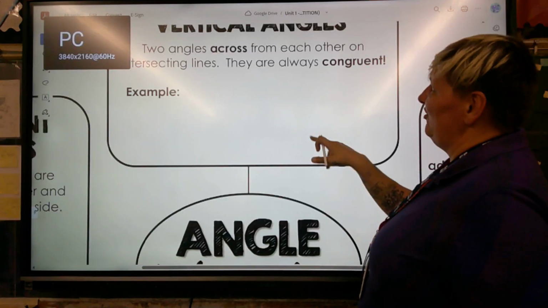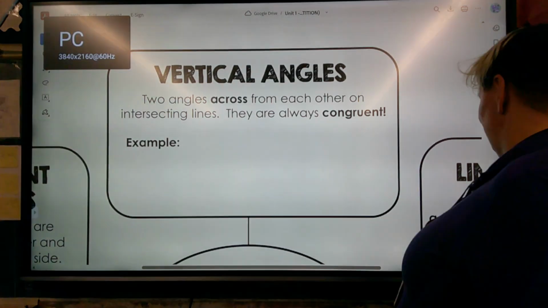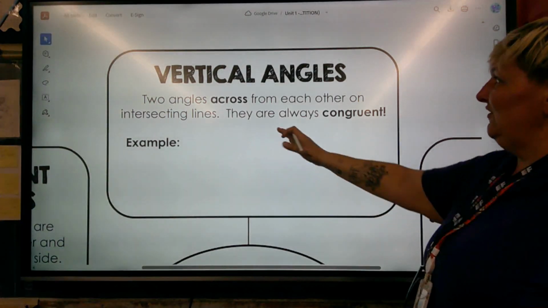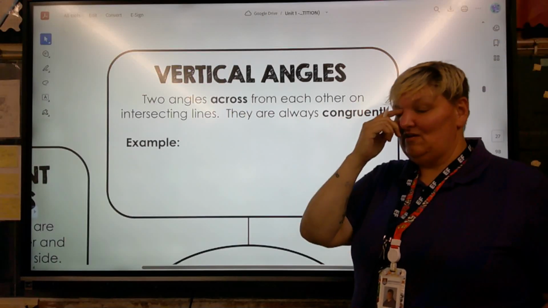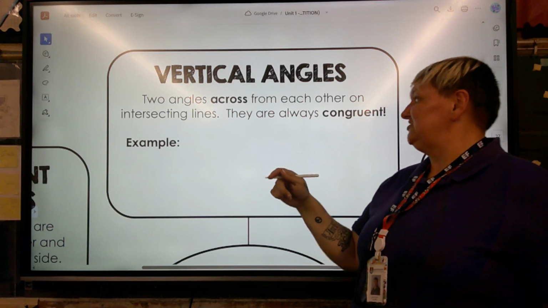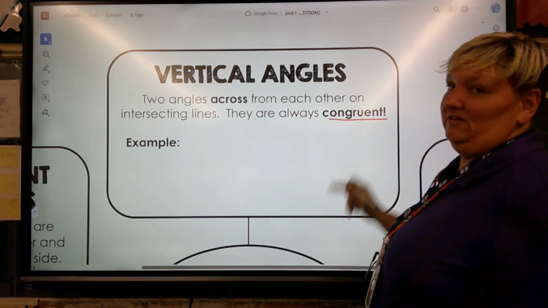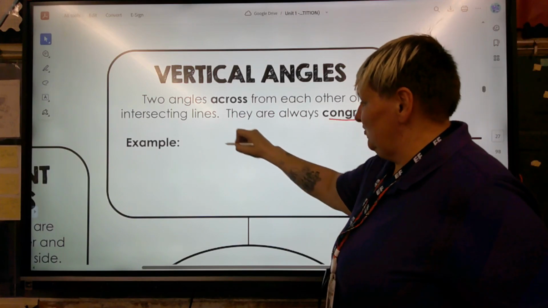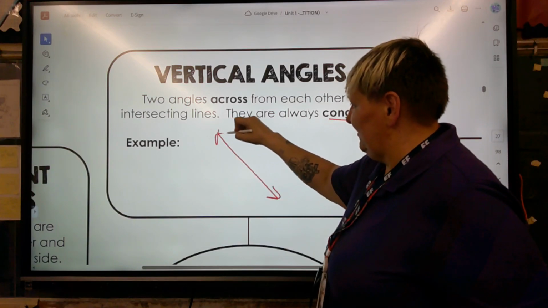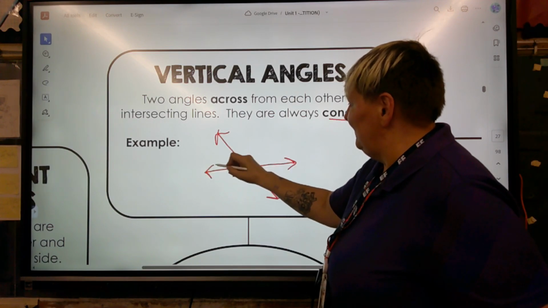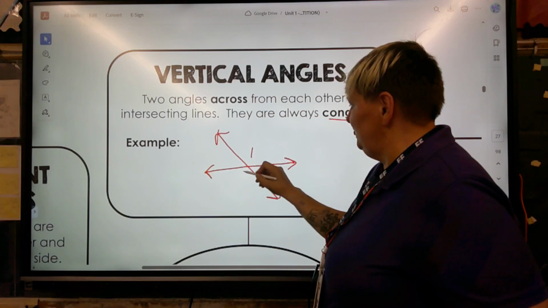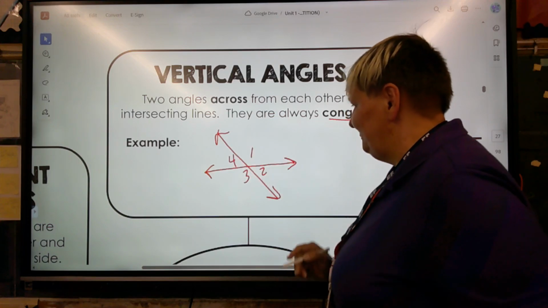All right, we're going to start with vertical angles. Vertical angles are 2 angles across from each other on intersecting lines. They're across from each other. They're always congruent, meaning equal. So if you have 2 intersecting lines, and this is angle 1, 2, 3, and 4.